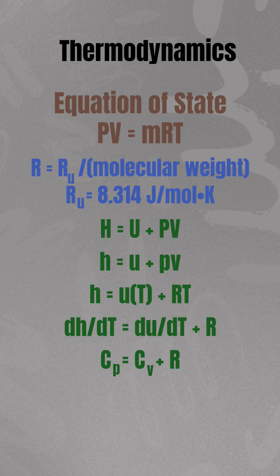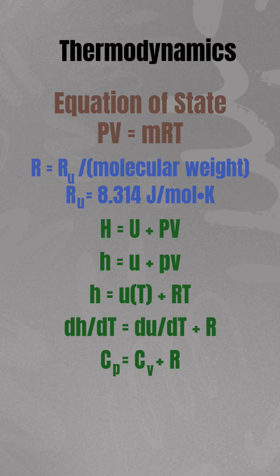So enthalpy H equals U plus PV, and if we take specific enthalpy, denoted by small h, then small h equals small u plus small p small v, where specific means per gram. If we put RT in place of PV, the specific enthalpy will be h equals u plus RT, and if we differentiate it with respect to temperature, dh by dT equals du by dT plus R.